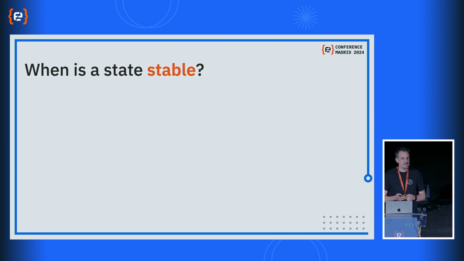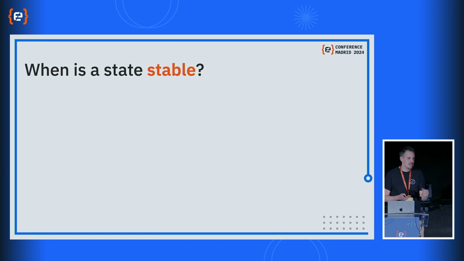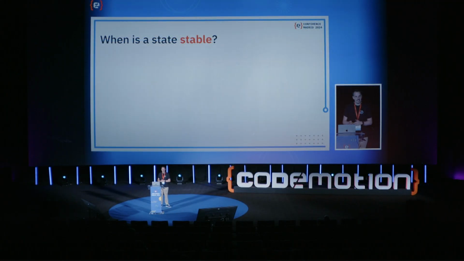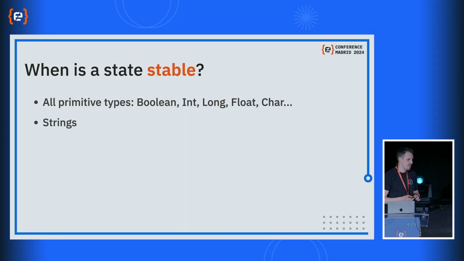Okay, so we said that if state is stable, this can happen, but what does it mean that the state is stable? And this is probably the key idea here. A state is stable if this state is a primitive type. For instance, Boolean, int, long, char, double, all the primitive types are stable by default. Then we have strings. Strings are also considered stable.